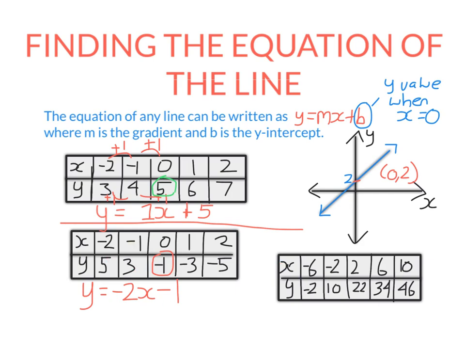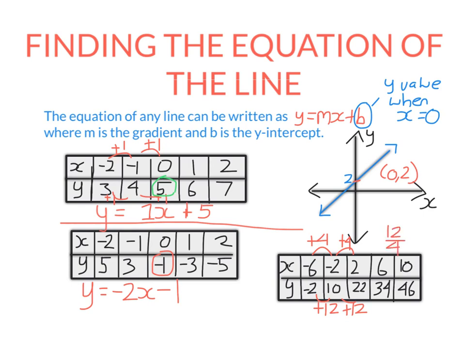So let's look at this one here, which is a little harder. So here, it's harder because x isn't going up by 1 each time. It's actually going up by 4 each time. What's happening with y is it is actually going up by 12 each time. So you're probably tempted to think the gradient is 12, but that's not true. The gradient is the number that y increases or decreases each time x goes up by 1. So each time x goes up by 4, y goes up by 12. So that means each time x goes up by 1, y goes up by 12 divided by 4.